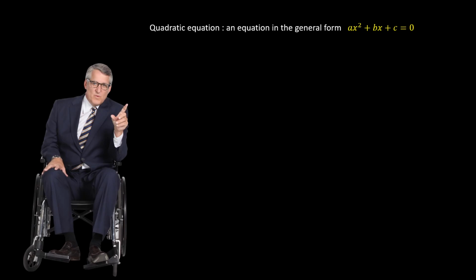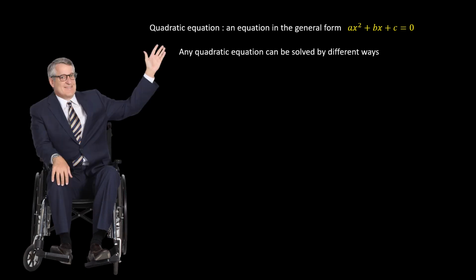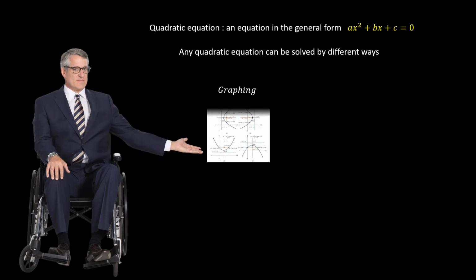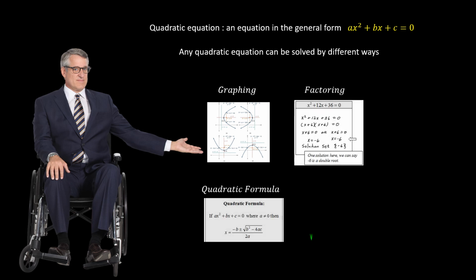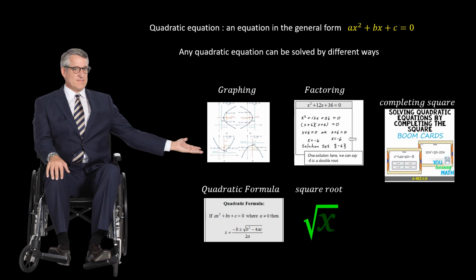Okay, a quadratic equation is an equation in the general form written as ax² + bx + c = 0. Any quadratic equation can be solved in different ways: by graphing, by factoring, by the quadratic formula, by square root, and also by completing the square. In this video, we will talk about the completing square method. So to solve any quadratic equation by completing the square, follow these steps.